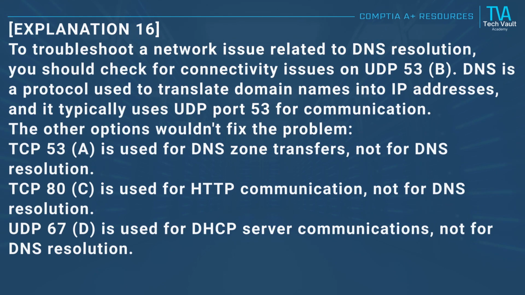A. TCP 53 is used for DNS zone transfers, not for DNS resolution. C. TCP 80 is used for HTTP communication, not for DNS resolution. D. UDP 67 is used for DHCP server communications, not for DNS resolution.